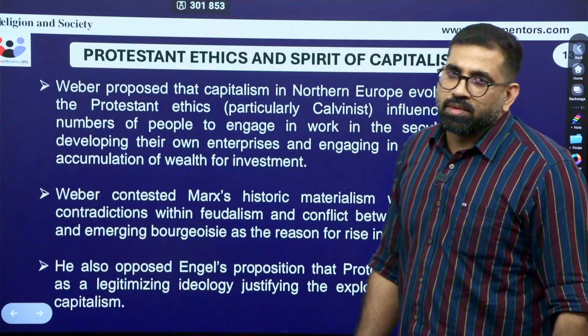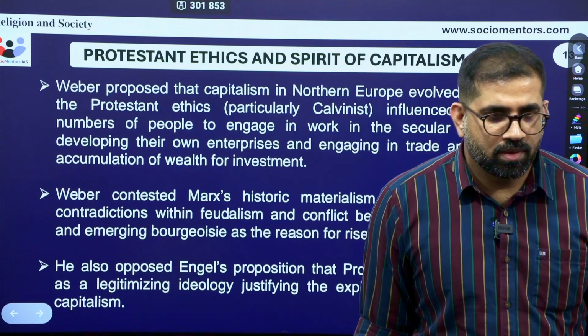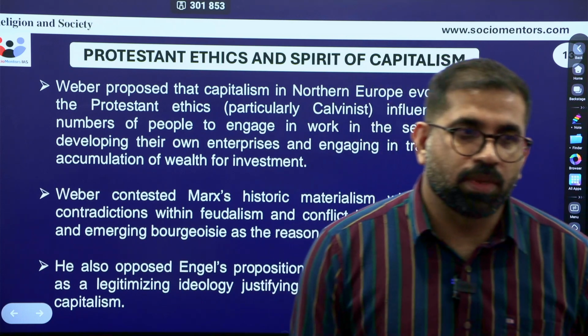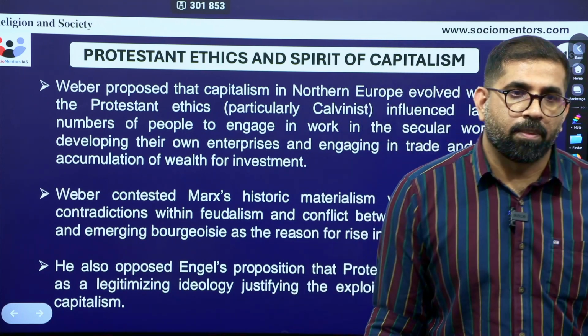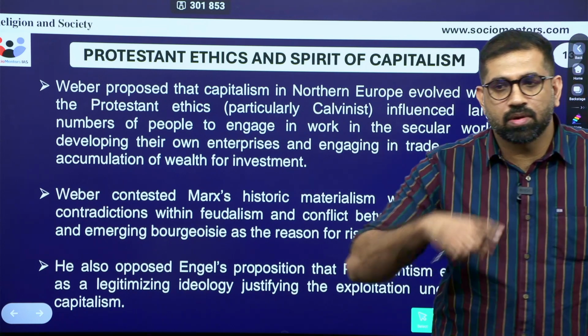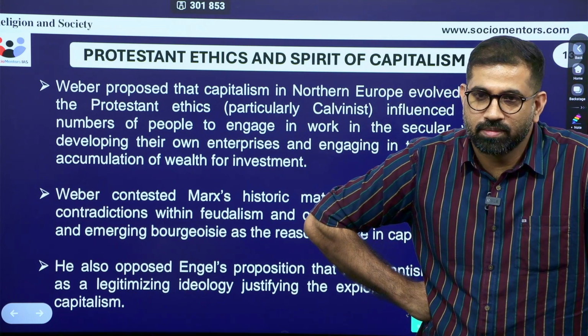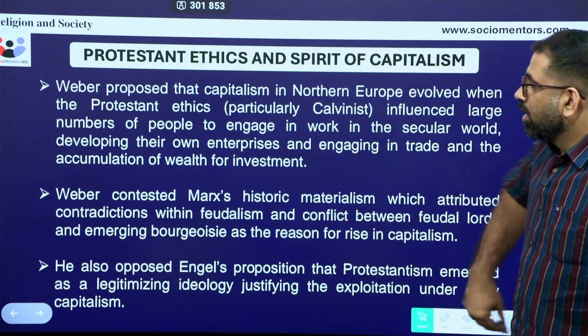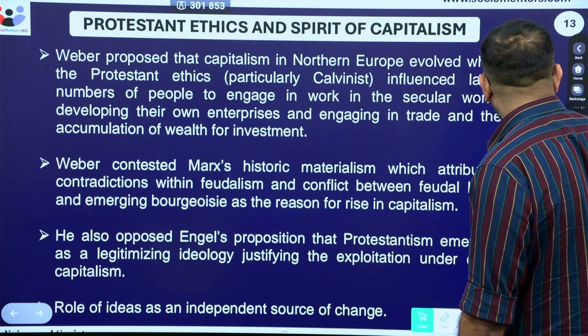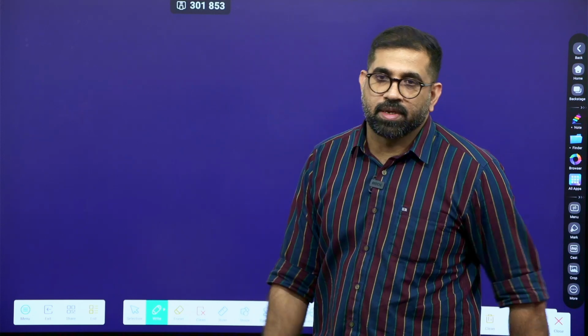Now, as I mentioned, it's very simple. Ideal type and Verstehen approach. These are the two important methodologies of Weber. Any doubt? Anyone regarding these concepts? No. All set. Okay. So now let us discuss Protestant ethic and spirit of capitalism.